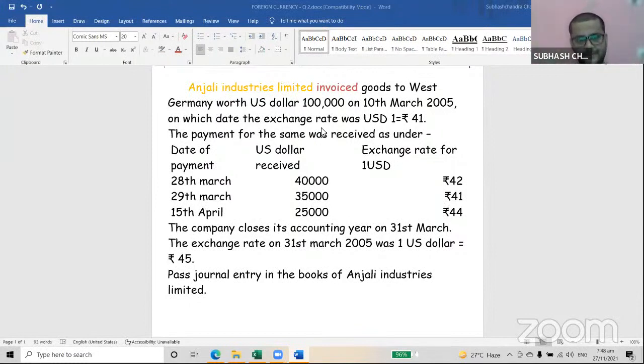Now, the dates of payment are 18th March, 29th March, and 15th April. So these are the dates. Now, dear friend, you can understand. Just check this point: the company closes its accounting year on 31st March. Very important for me.